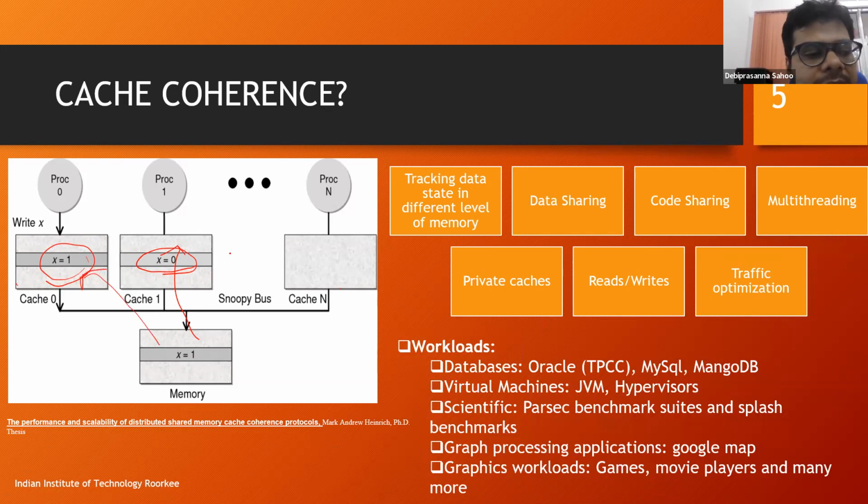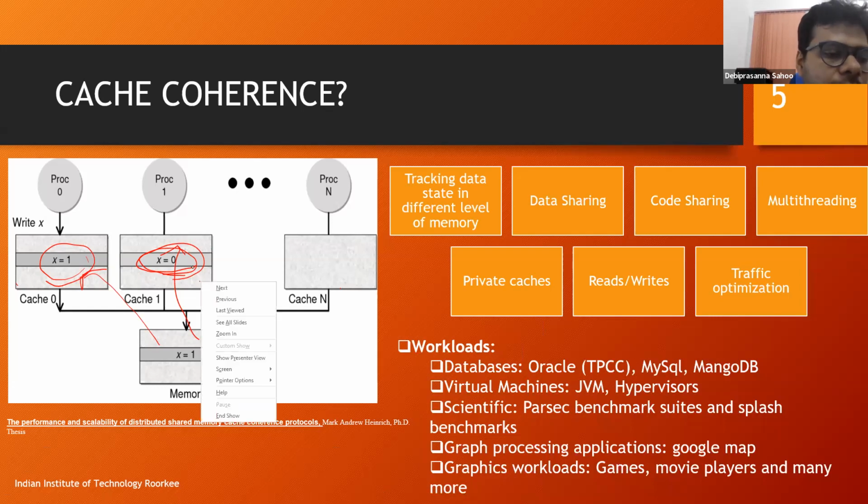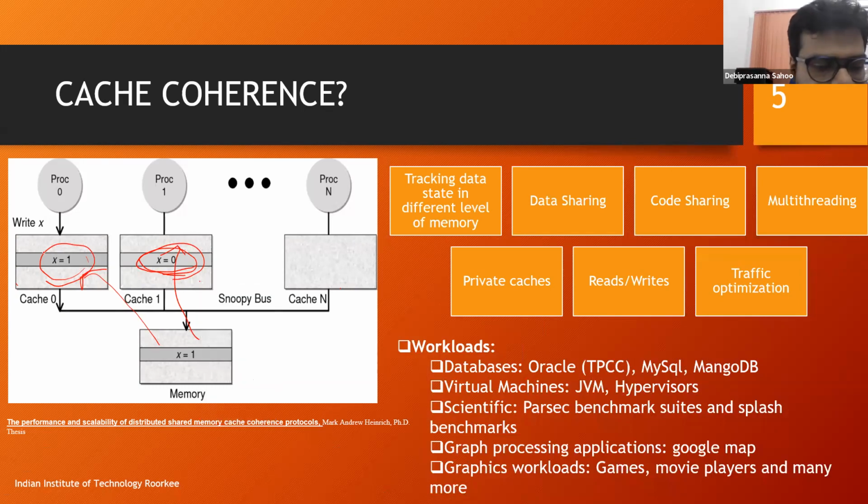Now all is fine until they're reading the data item. The moment someone starts using it or updating it or writing into it, that is the point when issues start occurring, because the write is not visible to the other core. So to get around this problem, we introduce coherence protocols. So this problem of inconsistency that is happening in the data item because of sharing can be termed as the coherence problem.